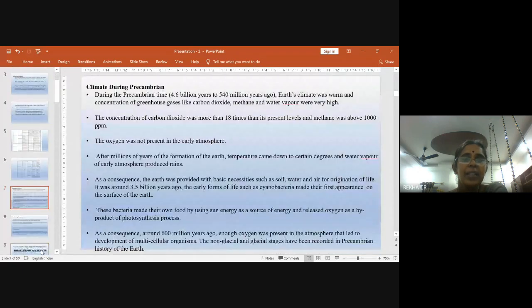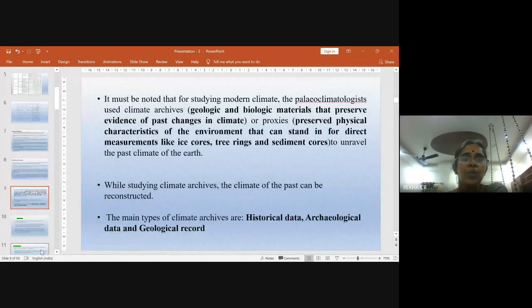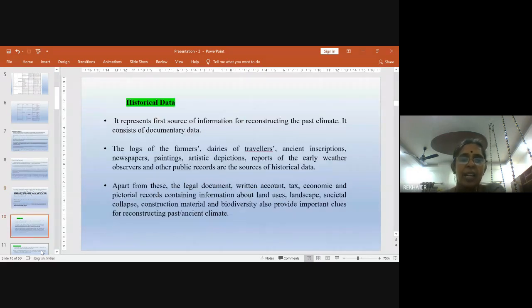Then we get the climate during the Precambrian and during the Phanerozoic. The main evidences, or the climate archives, are the geologic and biologic materials that preserve evidence of the past changes in the climate, or the proxies. Proxies are direct measurements like ice cores, tree rings, and sediment cores. Based on these evidences, we can unravel the climate of the past. The main evidences are historical data, archaeological data, and geological record.